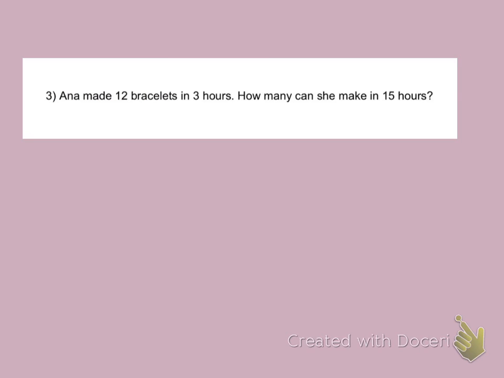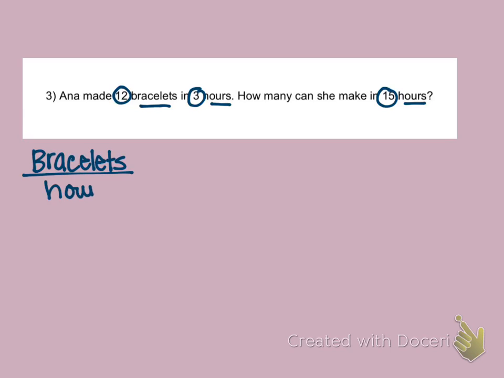Here, Anna made 12 bracelets in 3 hours. How many can she make in 15 hours? So here it appears that we're talking about bracelets and hours. So unlike a unit rate, it doesn't matter which one goes on the bottom, because we're not talking about per one. We're just talking about bracelets and hours.